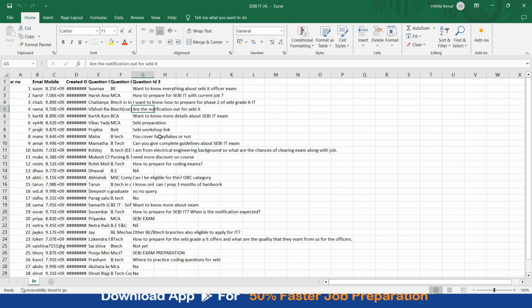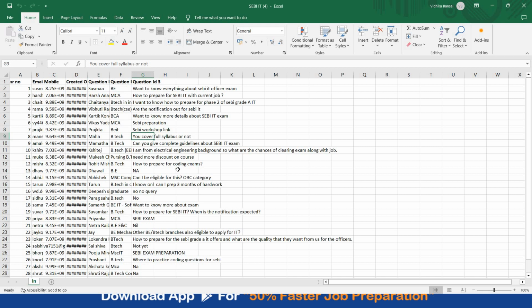The next question is, want to know more details about SEBI IT exam, SEBI preparation, SEBI workshop length. Will you cover full syllabus or not? Yes, in the course, the complete syllabus is covered. You will definitely have to give in time for practice, for revision, for preparation. You'll have to be focused, continuous, dedicated to your preparation.